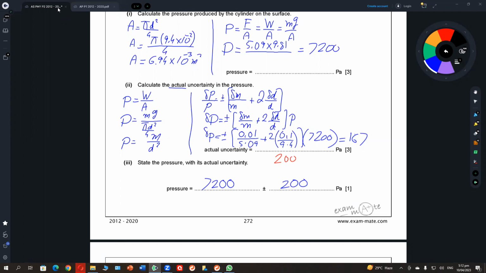Did you get this point? 167 correct to 200. Why have we used so much rounding? For one significant figure. Yes, uncertainty is always given correct to one significant figure.